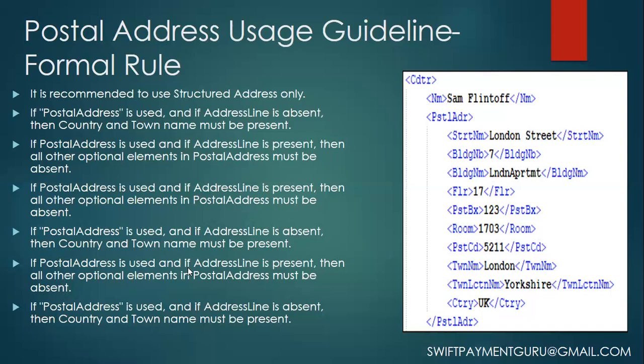If the postal address is used and the address line is present, then all other optional elements in the postal address must be absent. If the postal address is used and the address line is absent, then the country and town name must be present. It is similar to what I have discussed. So the conclusion is, whenever you are using the address line in an unstructured way of sending the address, then town name and country should be available. These two elements should be available, right? And if you are not sending the address line, if you're sending the structured way of sending the addresses, then all other optional elements, if available, well and good.